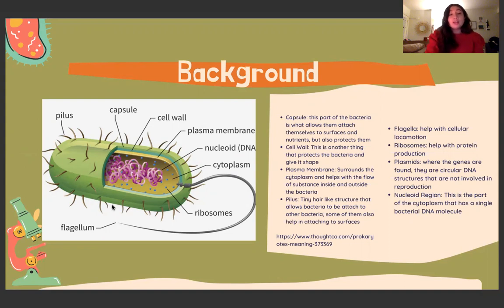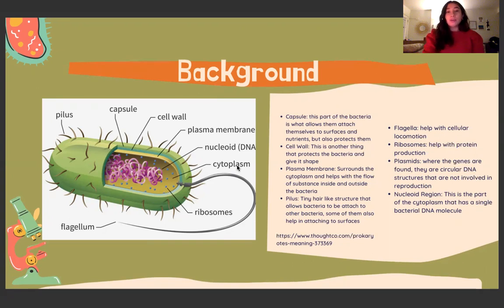You have the flagellum, which helps with cellular motion. You have the ribosomes, which are going to help in protein production. You have the plasmid, and that's going to be where genes are found. And in bacteria, there is circular DNA instead of linear DNA. You then have the nucleoid region, and that's the part of the cytoplasm that has a single bacterial DNA molecule.